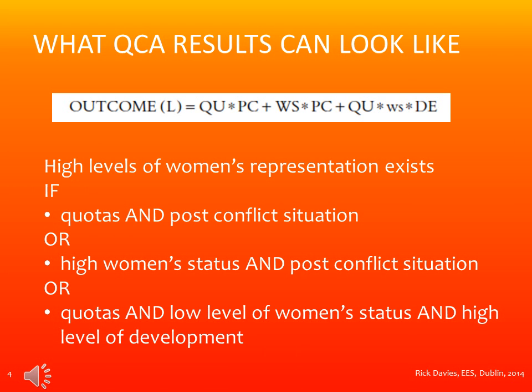What can QCA results look like? They are typically expressed in the kind of formula that you can see at the top of this slide, which can be interpreted or read as follows, and that is that high levels of women's representation in Parliament exist if quotas and a post-conflict situation exists in a country, or there's a high level of women's status and it's a post-conflict situation, or quotas exist and there's a high level of women's status and a high level of development. You will notice that the plus signs in the formula actually mean or, and the multiplication signs actually mean and when translated into normal English. Not exactly a user-friendly representation, but it's one that you can get used to.